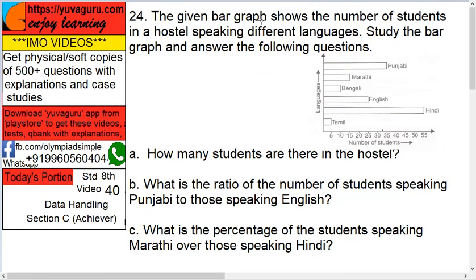The given bar graph shows the number of students in the hostel speaking different languages. Okay, various languages. Study the bar graph and answer the following questions. Question number 1. How many students are there in the hostel? Firstly, what is this given? Various languages: Punjabi, Marathi, Bengali, English, Hindi and Tamil. So you have to check the number of students.